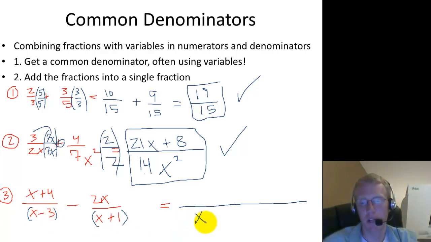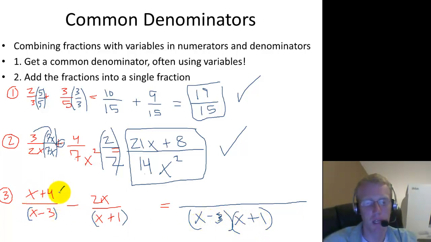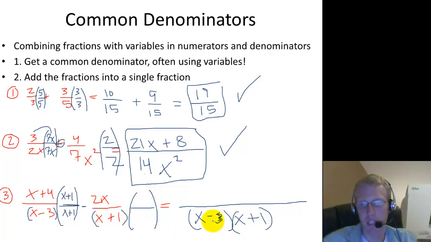So our overall denominator has to be x minus 3 times x plus 1. We're going to have to multiply them together. And so this term has the x minus 3, but it's missing the x plus 1. So we're going to multiply top and bottom by x plus 1, x plus 1. I'll use that as my denominator bar, and then I'll put it in subtraction here. Then we're going to multiply this guy, top and bottom. This term has the x plus 1, but it's missing the x minus 3.